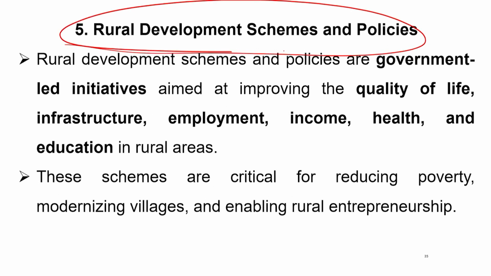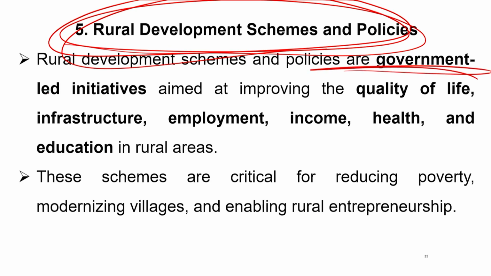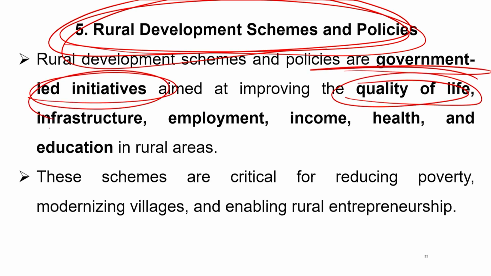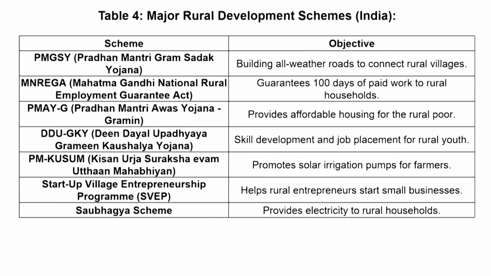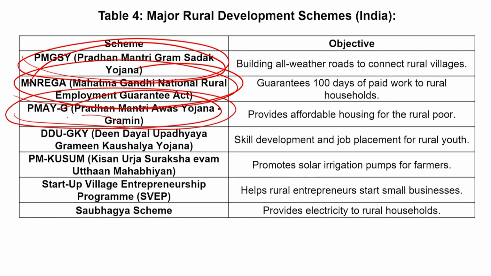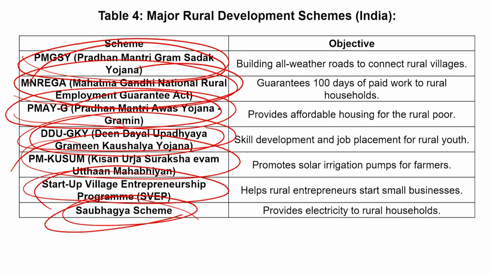Rural development schemes and policies. The government should provide rural-led initiatives from time to time, aimed at improving quality of life, infrastructure and health. The government has launched various schemes in sectors like education, employment and health, making the standard of life easier for farmers. Some of these schemes are Pradhan Mantri Gram Sadak Yojana, MGNREGA, PMAY-G, DDU-GKY, Kusum Yojana, Startup Village Entrepreneurship and the Saubhagya scheme.